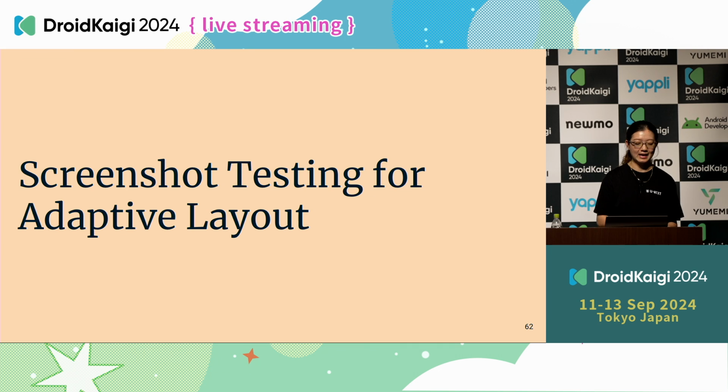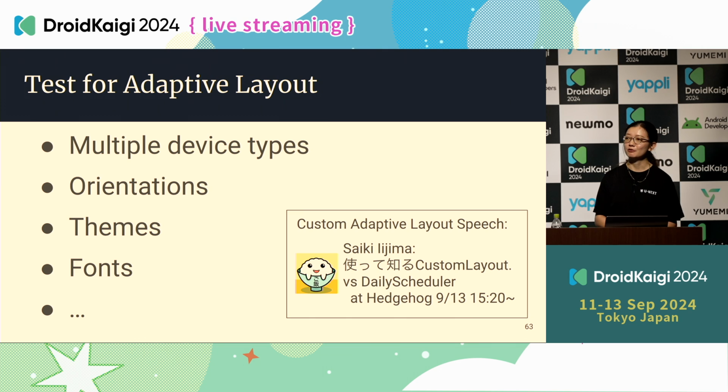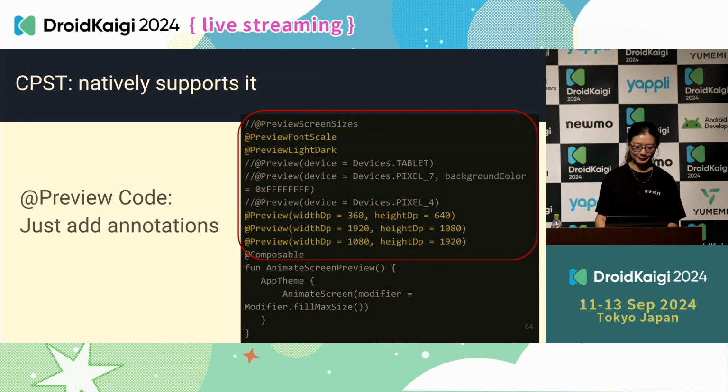Firstly, let's look at the adaptive layout. Tests for adaptive layout need to consider the situations below, like multiple device types, orientations, themes, and fonts. Here also, if you are interested, we have another speech about how to customize adaptive layout. And yeah, let's look at CPST first, as it's super compatible with Jetpack Compose.